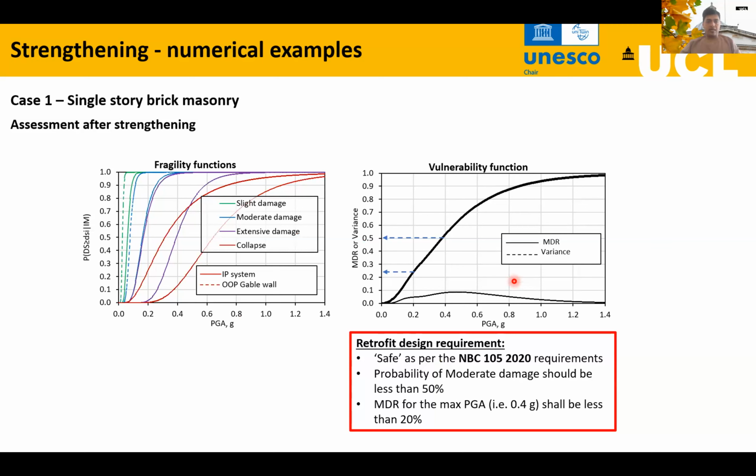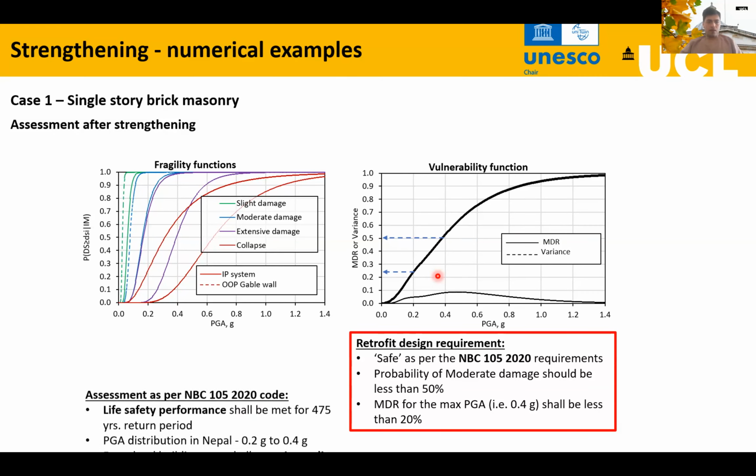So again, in terms of fragility and vulnerability functions, for the given hazard of 0.2G to 0.4G, you can see the mean damage ratio, the loss ratio, is more than 25% up to 50%. So a 25 to 50% loss ratio is unacceptable for this school building.